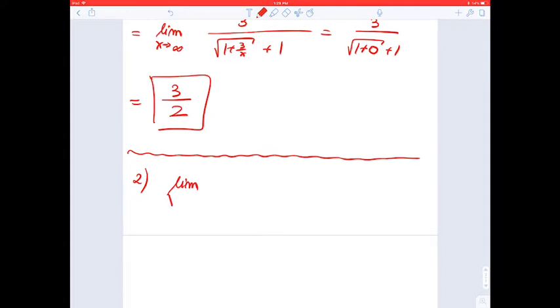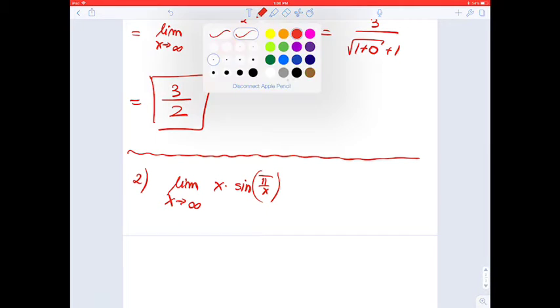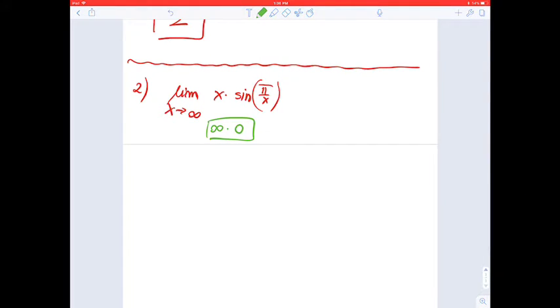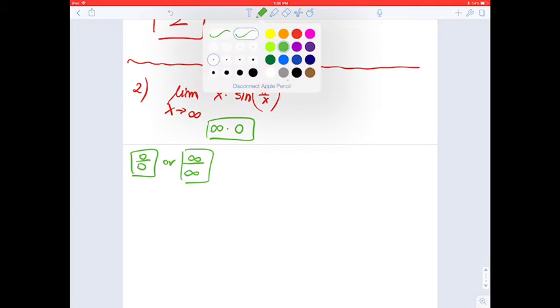Limit number 2. Limit as x goes to positive infinity, x times sine of pi over x. We can see that x is infinity, then this is infinity, pi over a huge number is 0. Then I have sine at 0, which is just 0. That's another indeterminate form, the product form. We will try to do the same. We will try to get the form 0 over 0 or infinity over infinity. Then we can apply L'Hopital's rule.